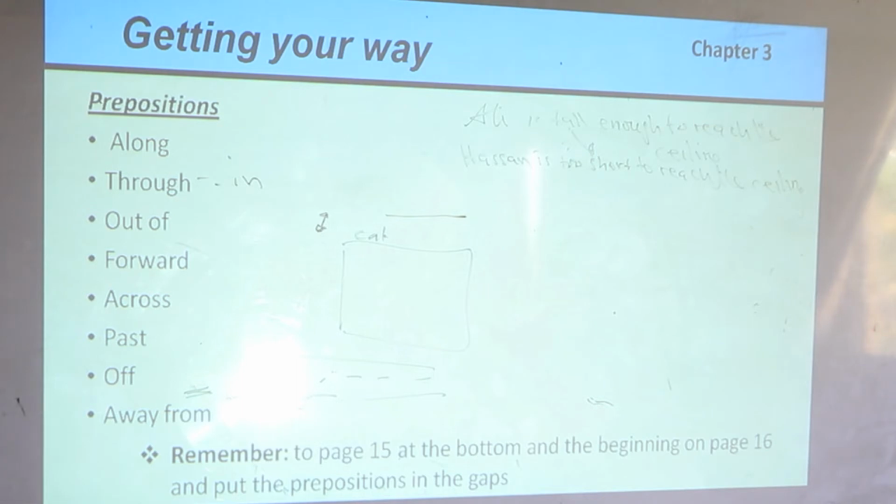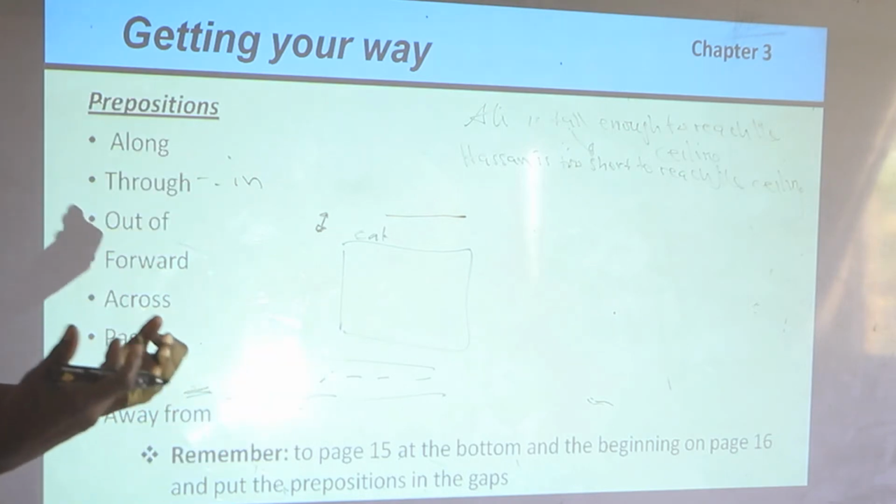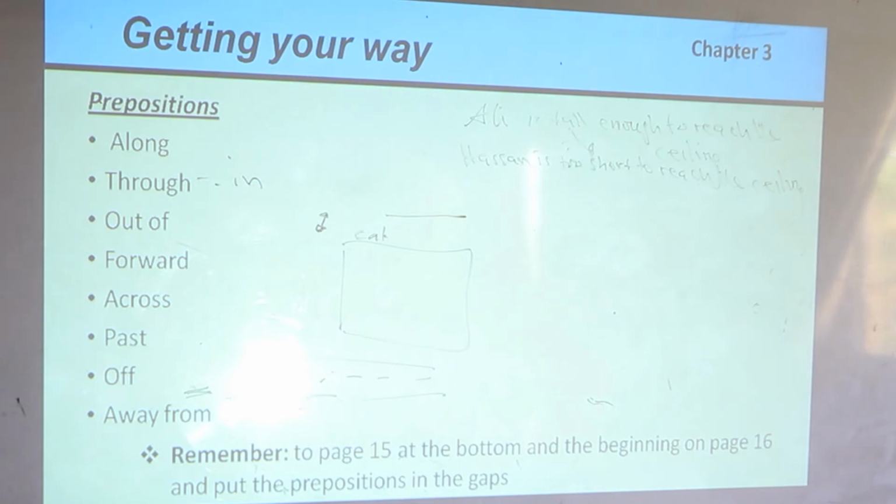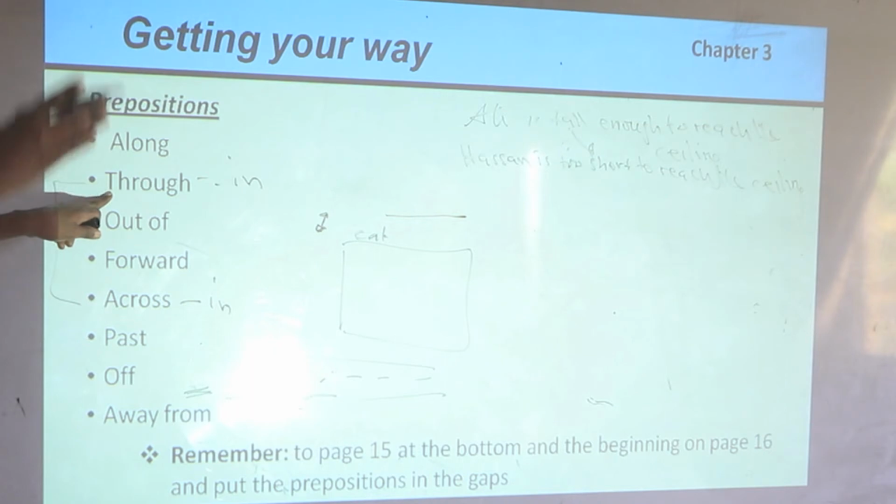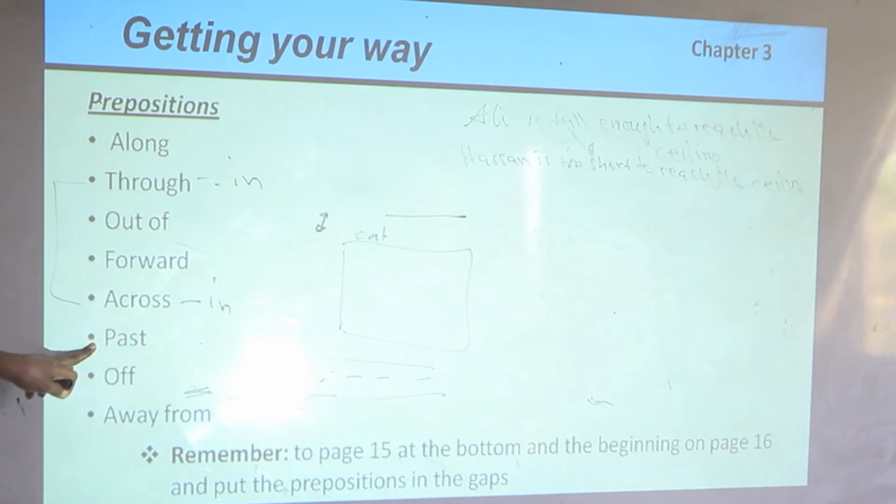Out of means coming out of something. The word forward means to come forward. Please move this chair forward. So forward is the opposite of backward. Across is in. The children are swimming across the river, meaning in the river. You may think that through and across are somehow the same, but through is going through something, while across is going inside something.